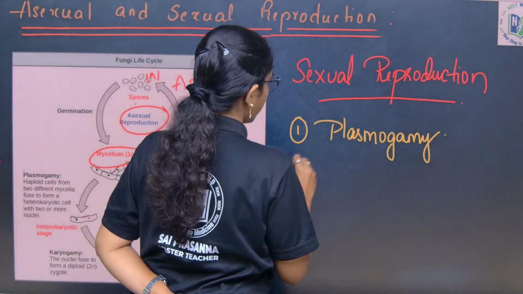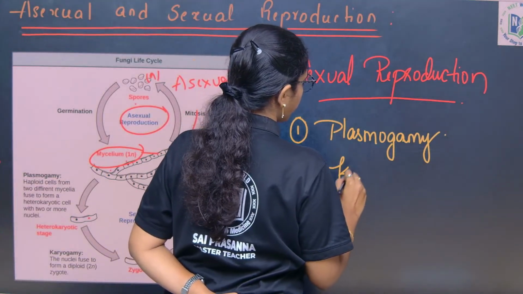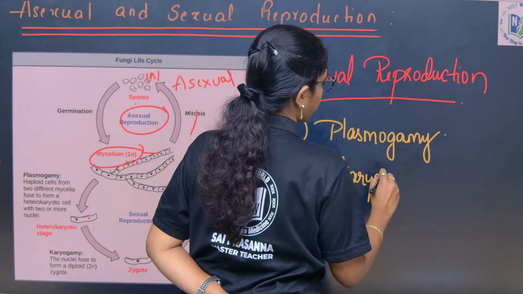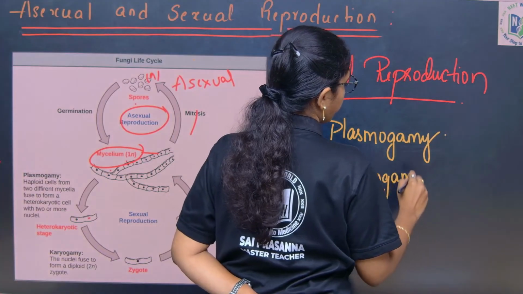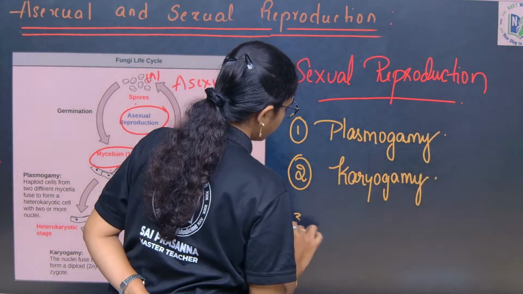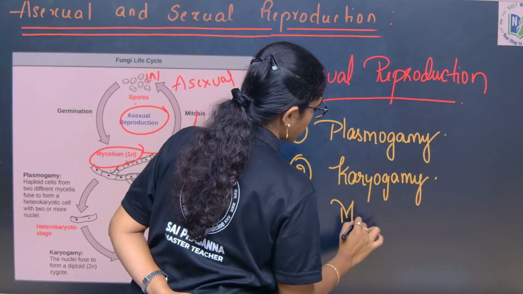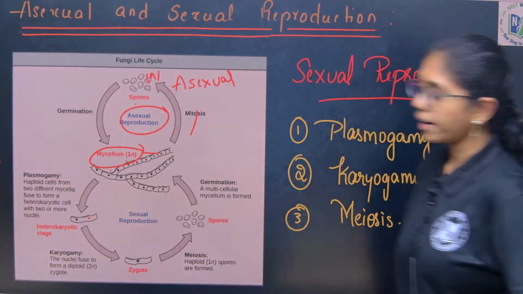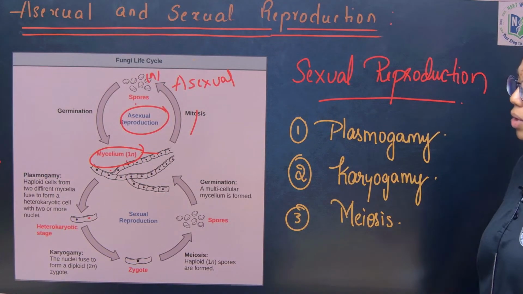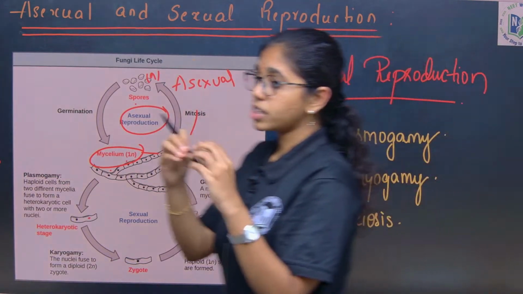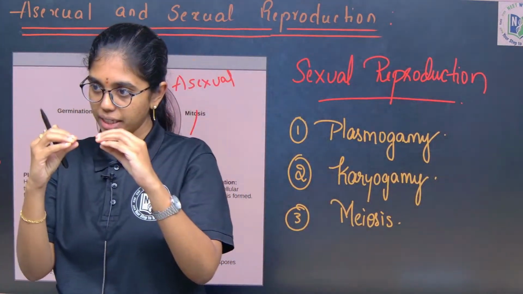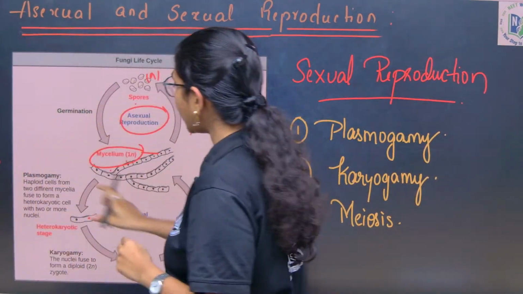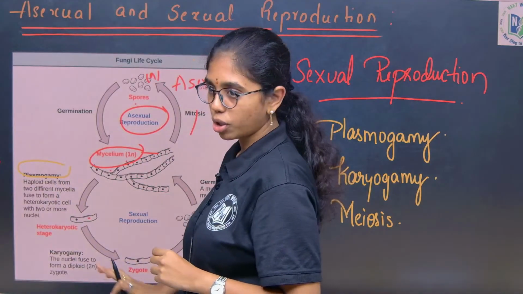Second will be karyogamy. And third will be meiosis. Okay, plasmogamy, karyogamy and meiosis. Plasmogamy, where the cytoplasm of 2 different strains of mycelium will be exchanged first. Okay, that is plasmogamy. Look into the description also.